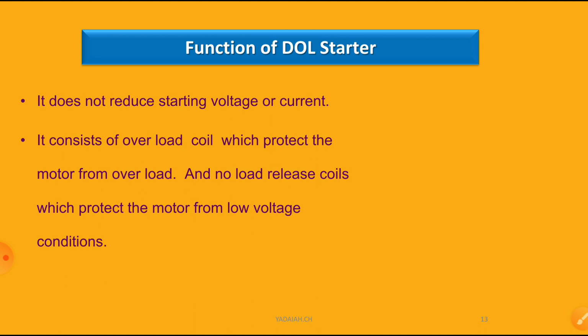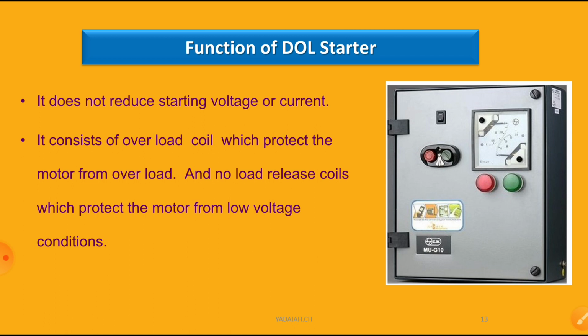How overload protection takes place and how the low voltage condition takes place, we have just seen. These two coils are provided in a box, you can see here. Outside, you are going to operate only the red and green push buttons, on and off. Red is the normally closed, NC, one. Green is the normally open, NO. And the red and green lamps are the indicators, so whether the supply is on, and the motor is on or off, it can indicate.